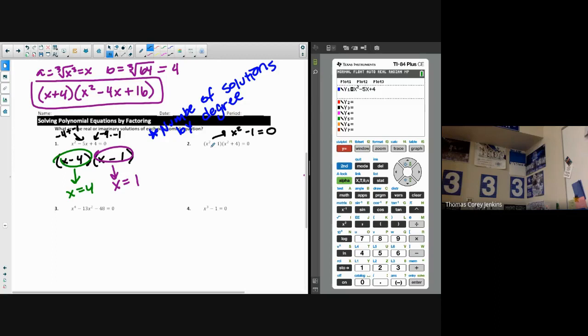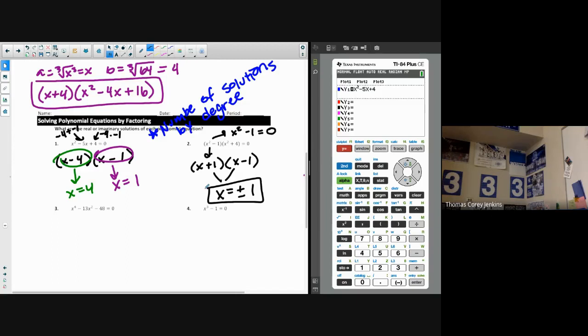Or, you could factor this out because this is a difference of squares. So this factors out to a plus b times a minus b. So x plus 1 times x minus 1. And then you have your linear factors that give you the same solutions as what we just said. x equals -1, x equals +1. All right, so those are 2 of my 4.